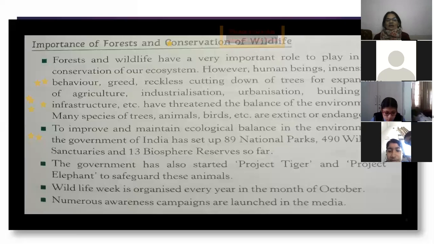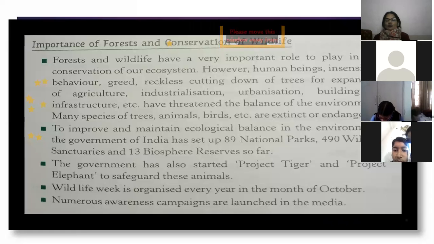Now, to improve and maintain ecological balance in the environment, the Government of India has set up 89 national parks, 490 wildlife sanctuaries, and 13 biosphere reserves so far. So our government has taken steps to save these animals and vegetation. The government has also started Project Tiger and Project Elephant to safeguard these animals.